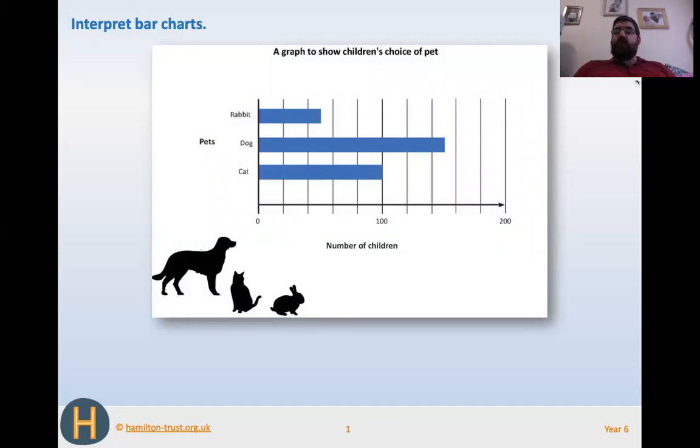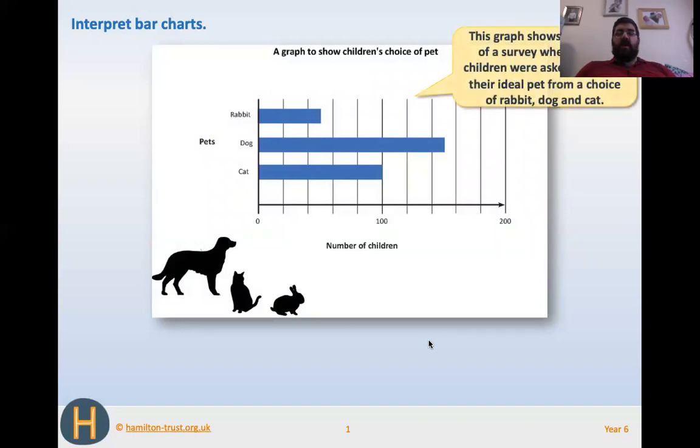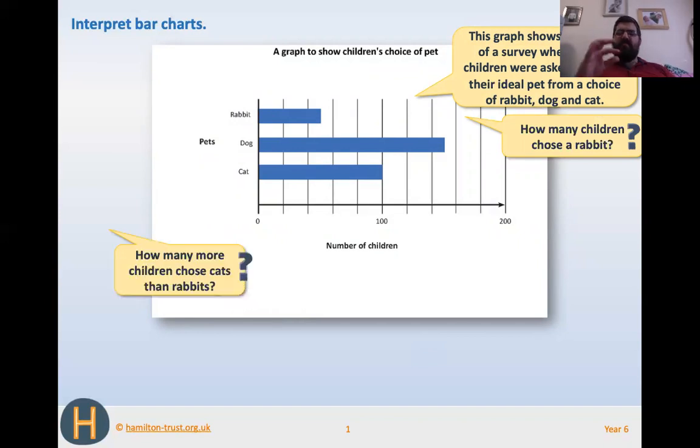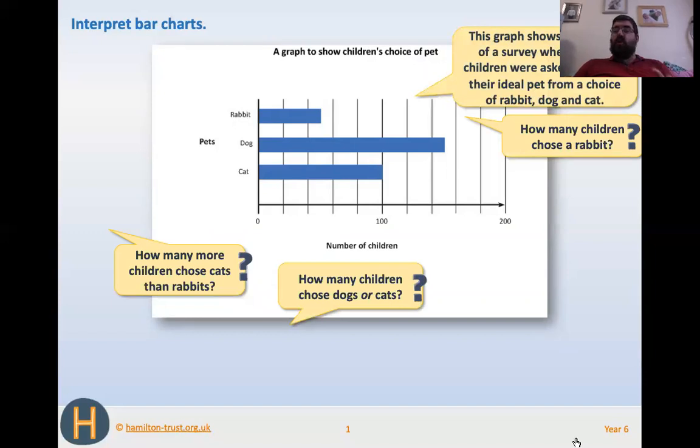So what do we need to ask about this bar chart? Well, here are a few questions that you might be able to answer without even thinking about it. How many children chose rabbit? How many more children chose cats than rabbits? How many children chose dogs or cats? So there's a few different questions going on here. Some of them are nice and simple, just straightforward reading. Some of them comparison. Some of them even sometimes we need to combine sections of data. So there's a bit more to it than just looking at a graph and going, okay, there's the numbers.